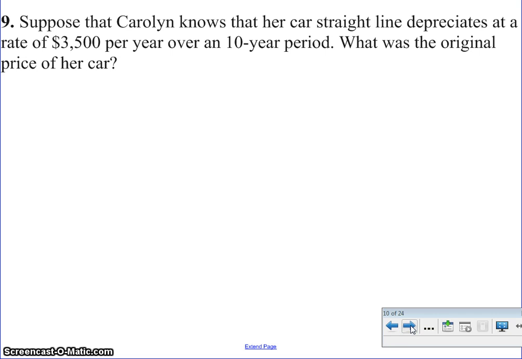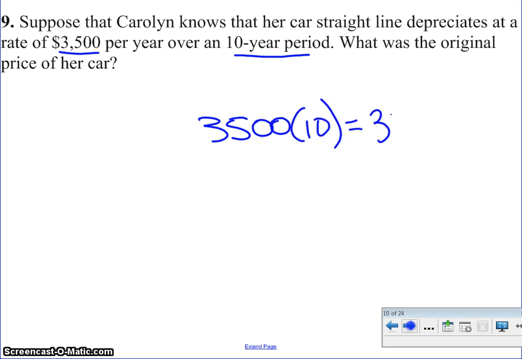Next one, suppose Carolyn knows that her car straight line depreciates at a rate of $3,500 per year over a 10-year period. What was the original price of her car? Well, if it went down $3,500 for 10 years, if I multiply the two together, it's going to give me the new car value, which was $35,000.